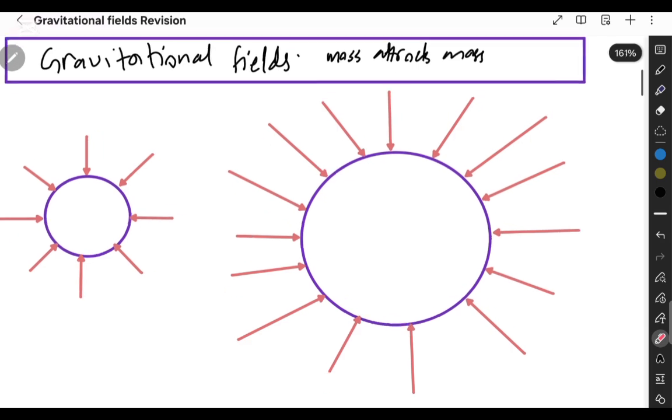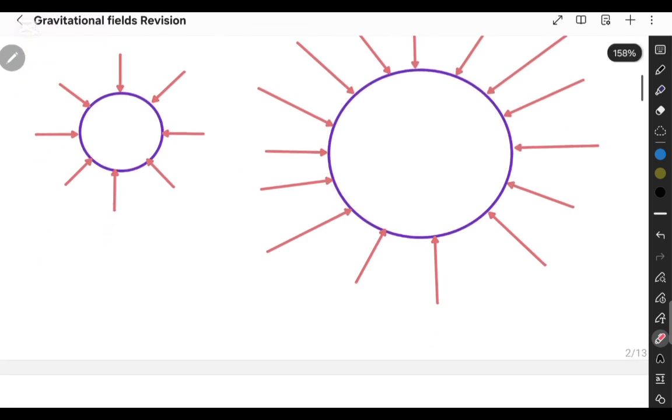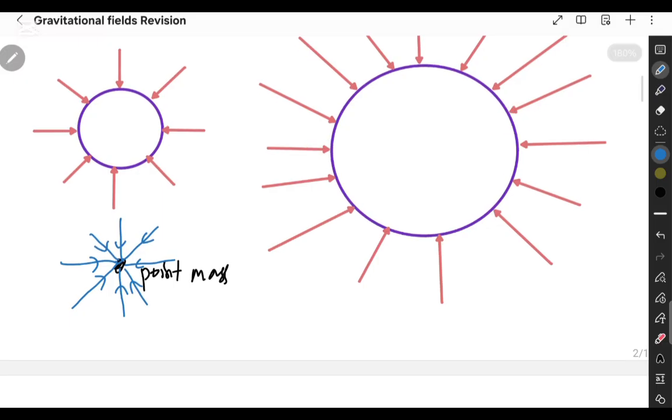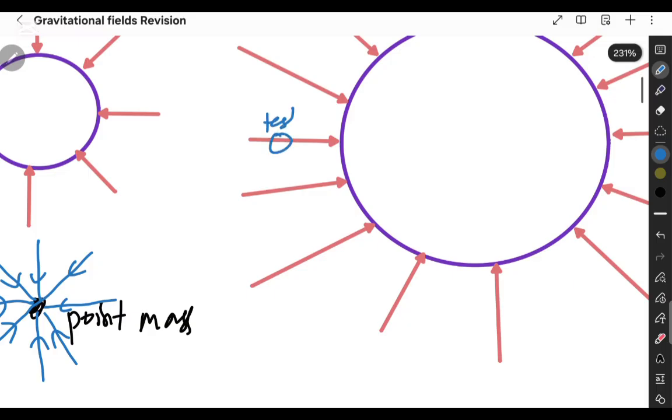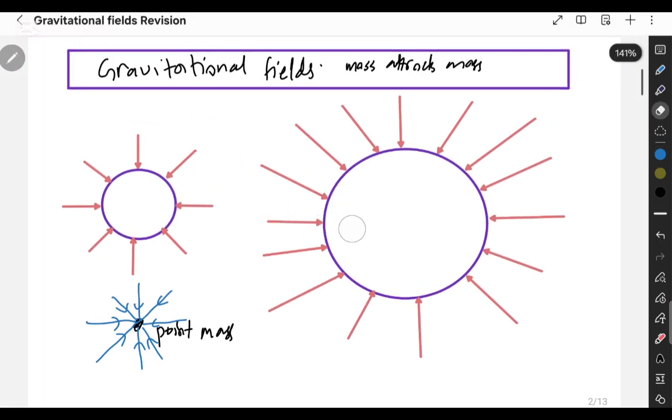So it's always attractive. Whenever they give you planets in an exam, or sometimes they might even give you something called a point mass, whenever you want to draw the field lines, you draw them the same way you draw electric field lines, but it's always attractive. So it's always towards the object. If I put a test mass here, it will always be attracted.